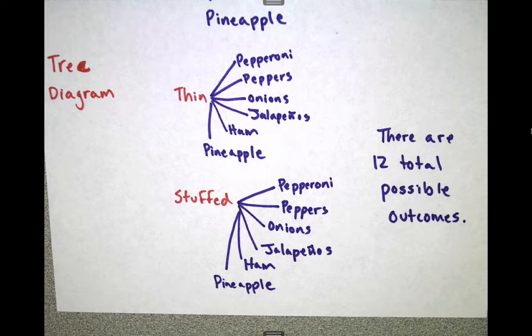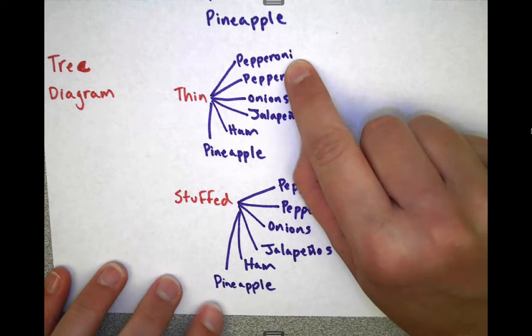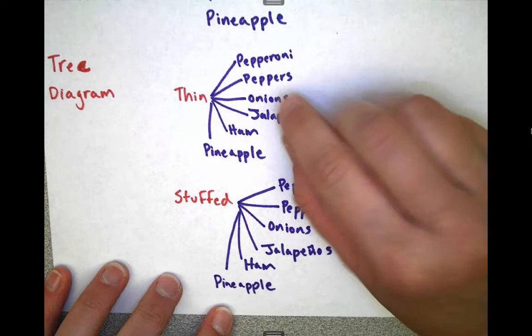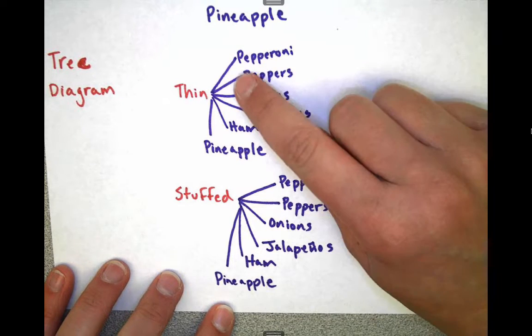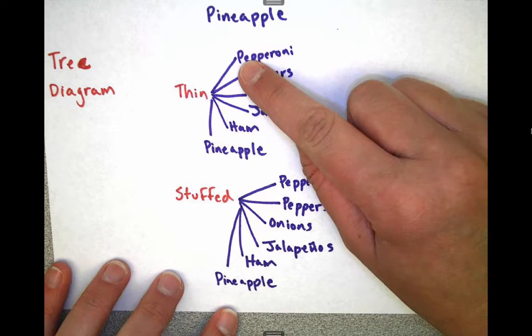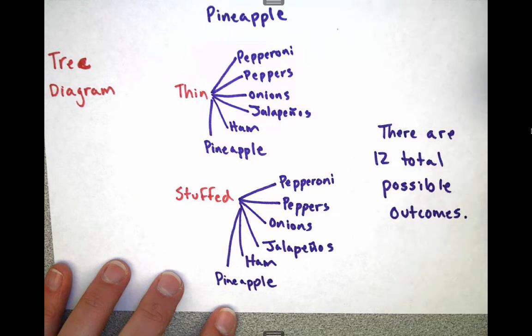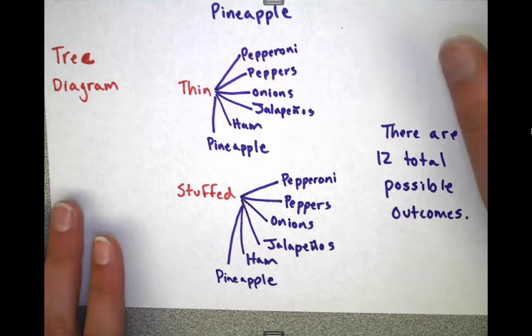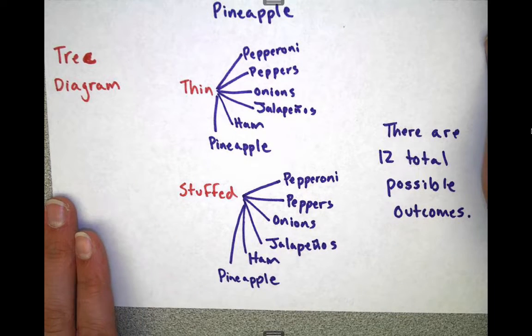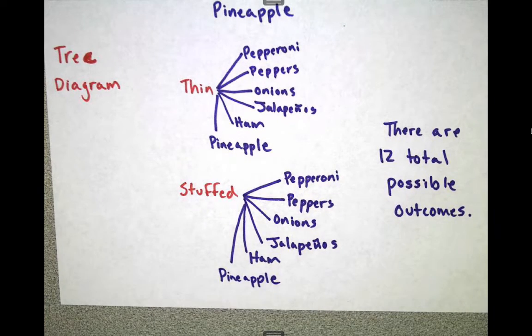And I know a lot of people get, I don't want to say lazy, but kind of get lazy and don't want to write out the full word pepperoni, peppers. They want to shorten it. But if you just write P, that's kind of confusing because then it's like, well, does the P stand for pepperoni? Does the P stand for peppers? Which one is it? So I think it's better to write it out or at least come up with a little bit of a better system for that. And that's it. That's a tree diagram.